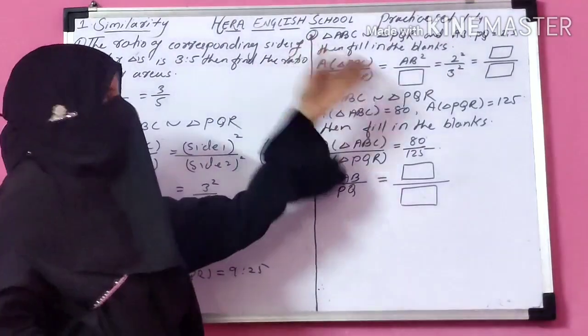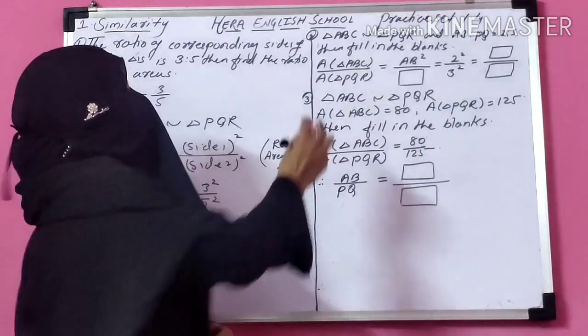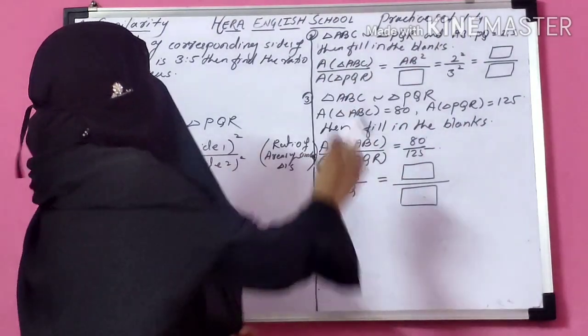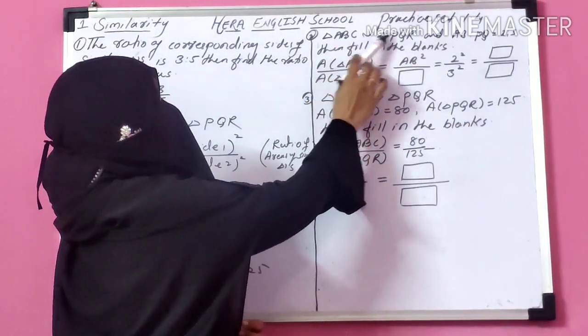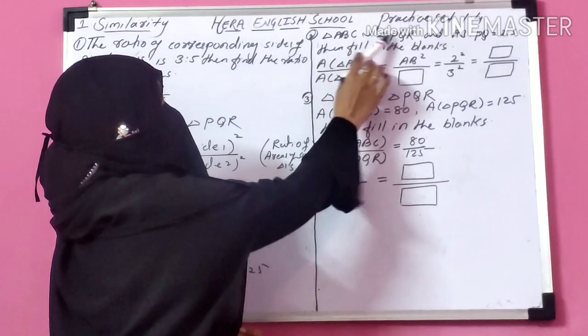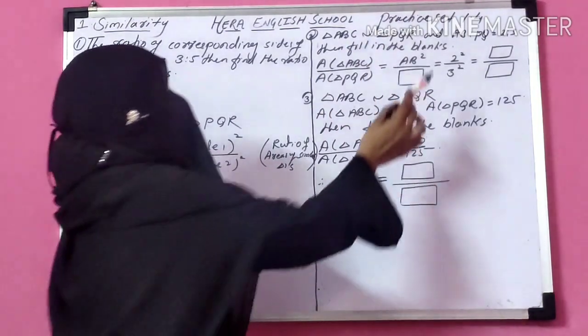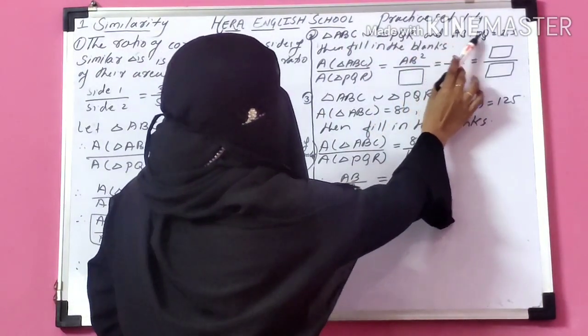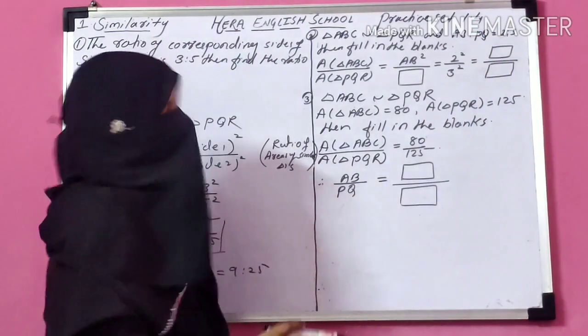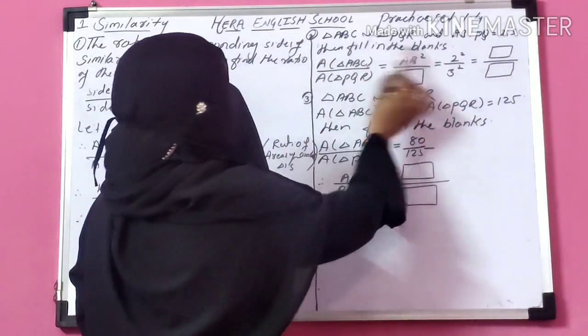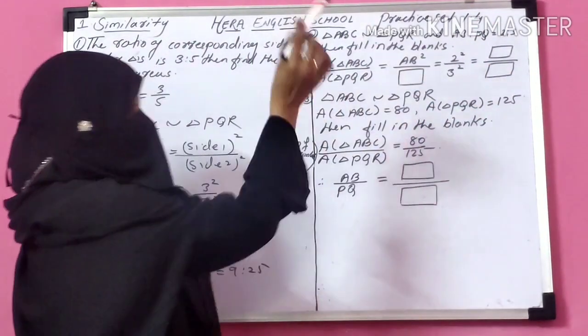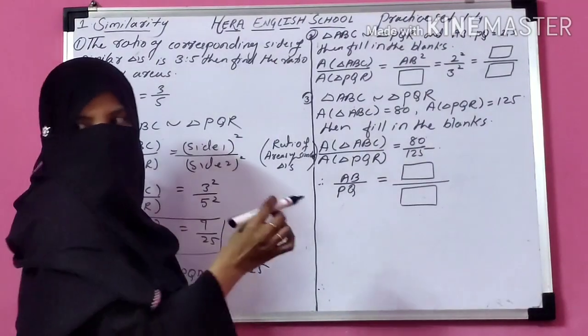Now the next question is activity type. Activity type question, you just have to fill in the blanks. Now here triangle ABC is similar to triangle PQR. That means ABC and PQR are similar triangles, and the ratio of side AB to PQ is given to you 2:3. Fill in the blanks. This is the activity type of question. You have to just fill the boxes.